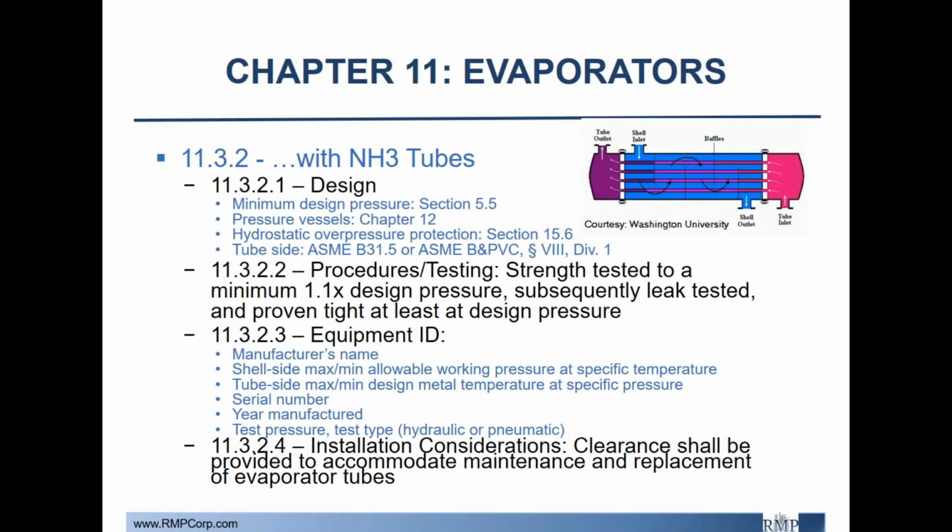This is actually stated in the code that they'll provide it and be relevant to the UG section. And at a minimum will include the manufacturer name, the tube and shell side information listed, serial number, year manufactured, and the test pressure. So it also requires one additional thing to the shell, the ammonia in the shell type evaporator.